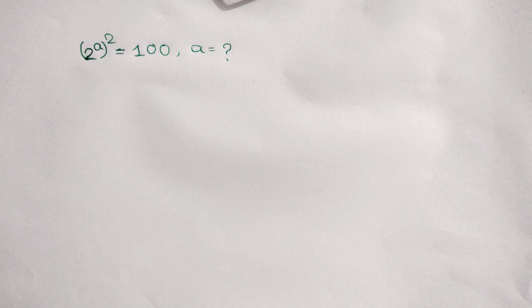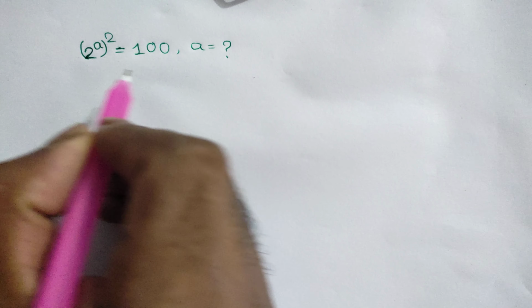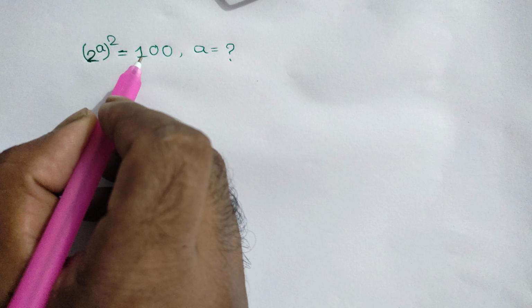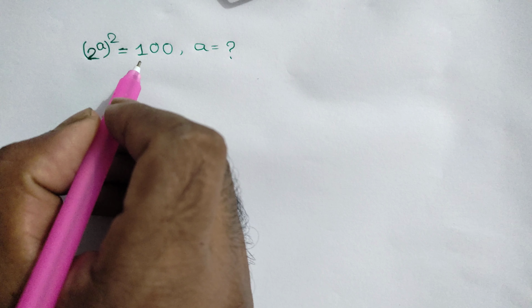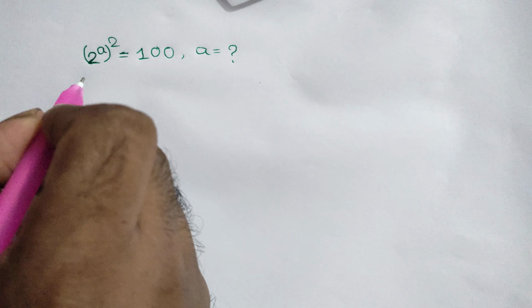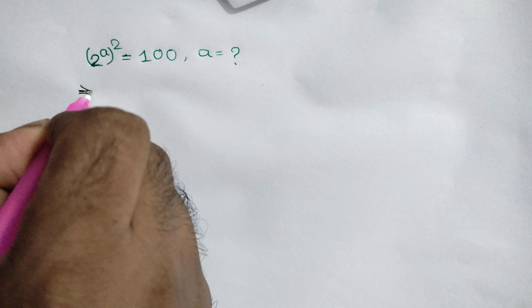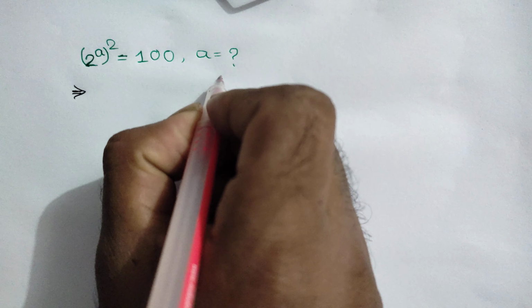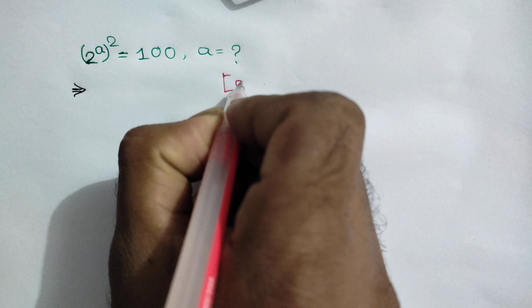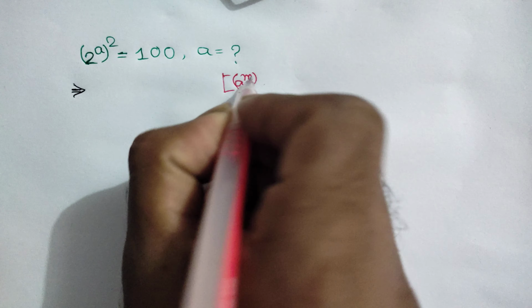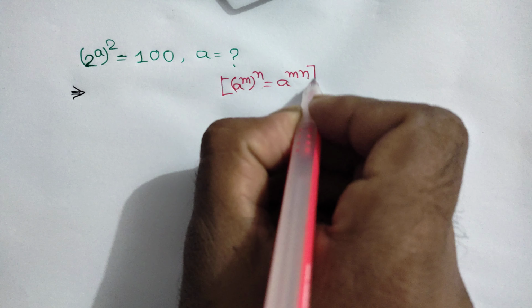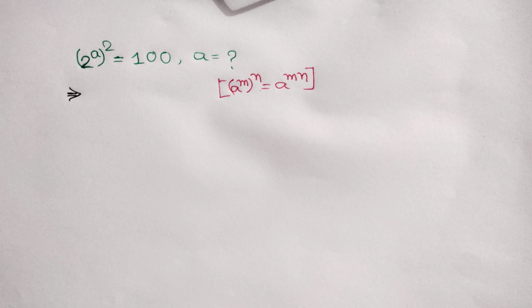In this video, I am going to show how to find the value of a where (2 to the power a) whole square is equal to 100. Here we can use the logarithm formula, or we know the exponential formula: (a to the power m) whole to the power n is equal to a to the power mn. Now apply this formula.